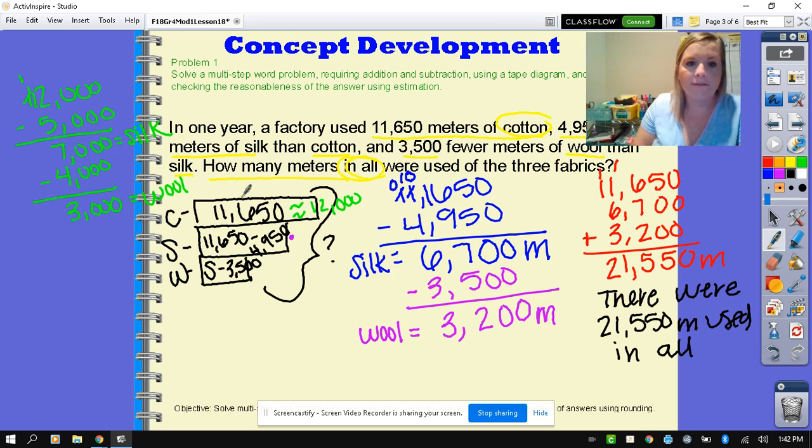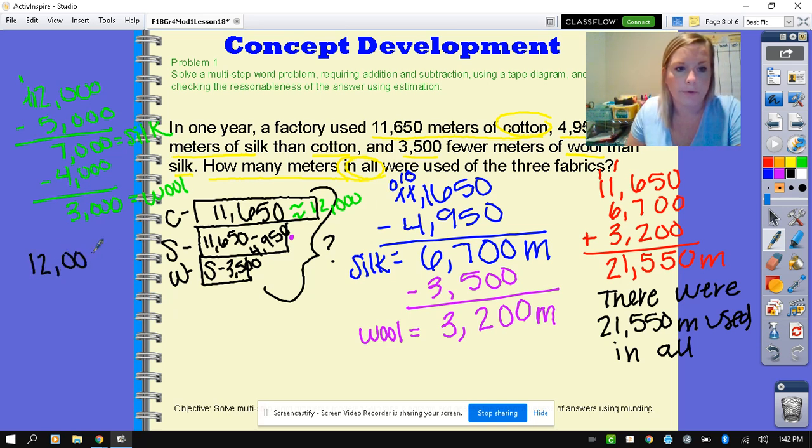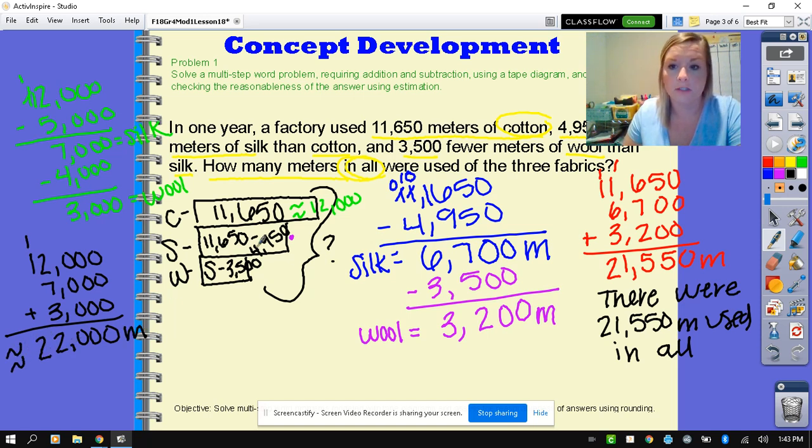So now that we have our answers rounded, I'm going to go ahead and add them up and see if we come up with a reasonable answer. So 12,000 was about what our cotton was, 7,000 was about what our silk was, and 3,000 was about what our wool was. So we're going to add those up. 10, 11, 12, and we get about 22,000 meters.